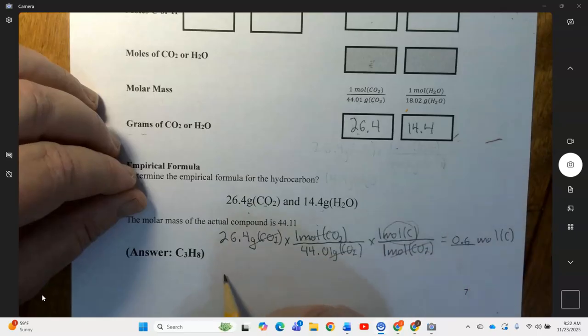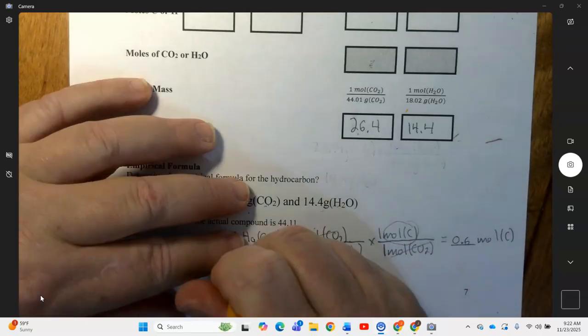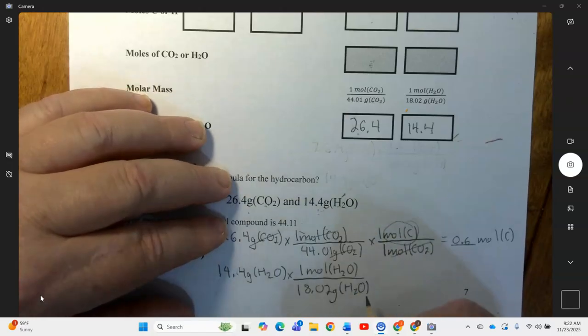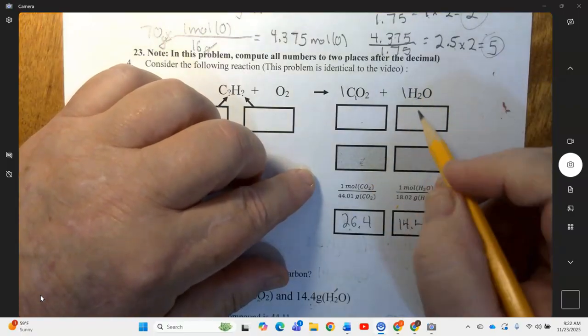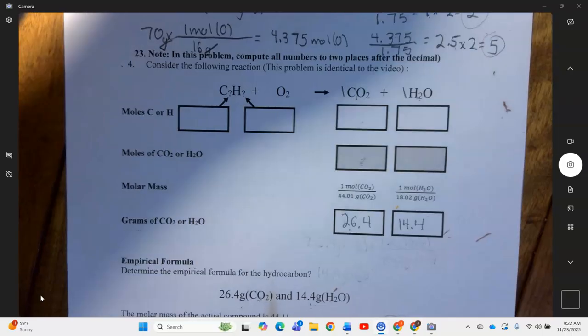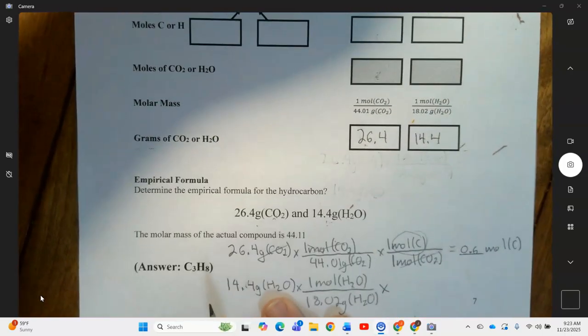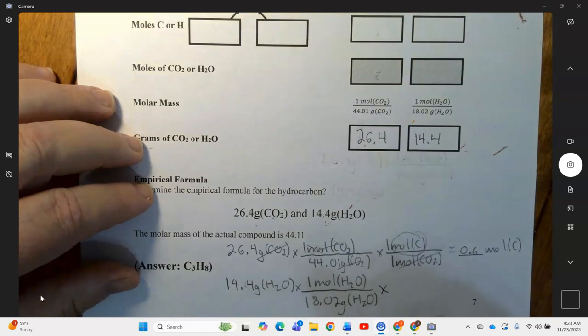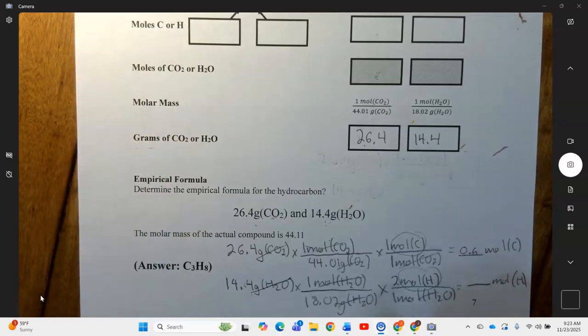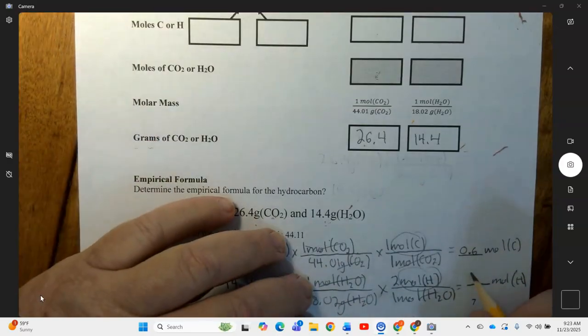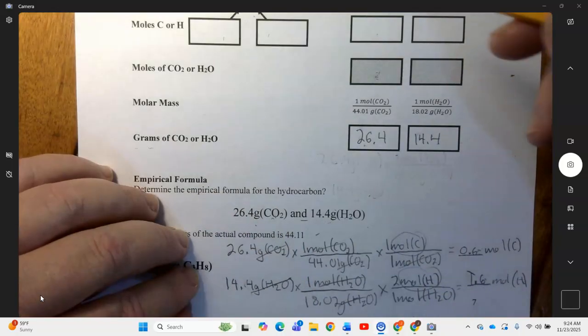Okay, now we come down and do the same thing for H2O. Okay, for water, you have 2 moles of hydrogen for every 1 mole of water. You need 2 wheels to make 1 bicycle and 2 hydrogen to make 1 molecule of water. Okay, so grams, moles, and you end up with moles of H. Okay, and for that you will end up with 1.6 moles of H.